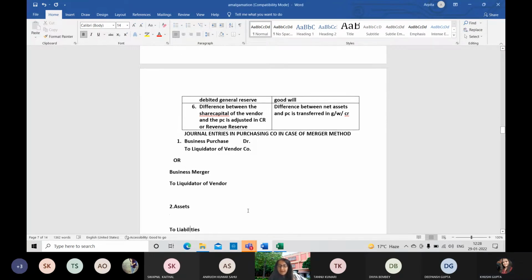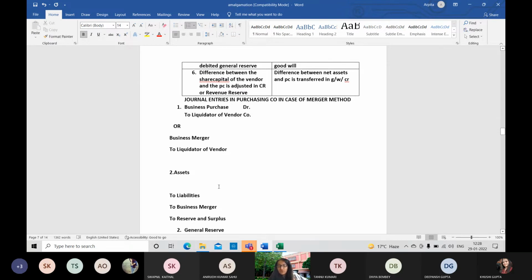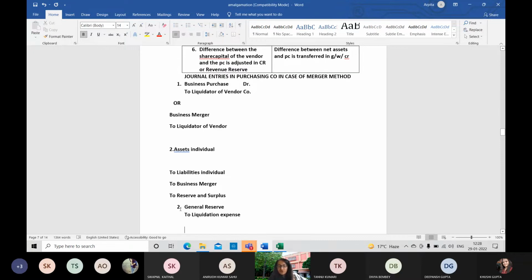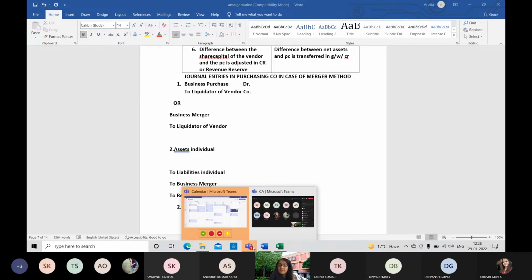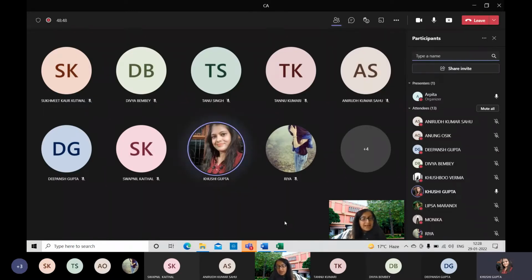So now we come to second. If you remember, what we used to do was assets to liabilities, or I can also write individual assets and individual liabilities, to merger. Now there is an addition here. What is the addition? जब आप ये एंट्री पास करोगे, आप सारे एसेट्स को डेबिट कर दोगे, सारे लायबिलिटीज को क्रेडिट कर दोगे, टू बिजनेस मर्जर लिखोगे, ठीक है? अब यहाँ पे कुछ होगा, क्या होगा?